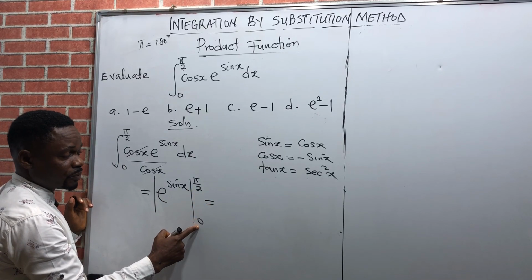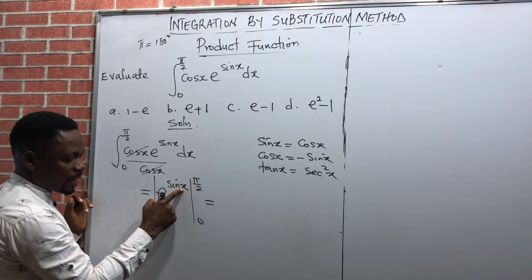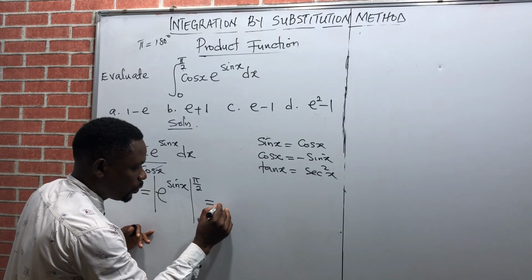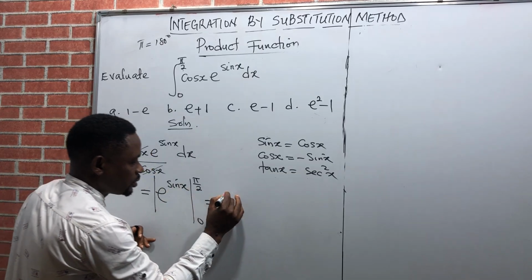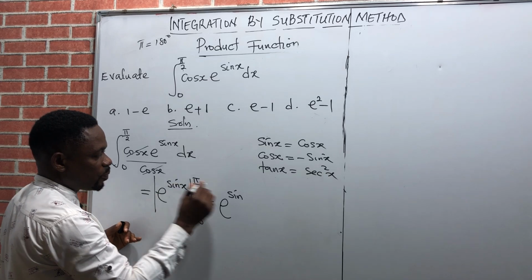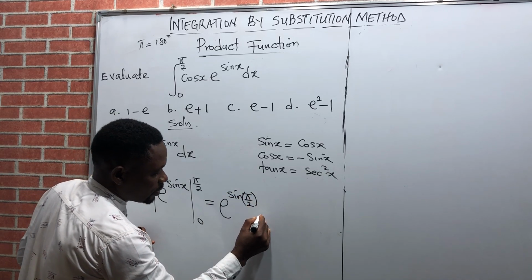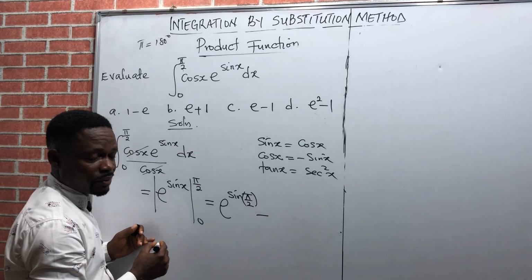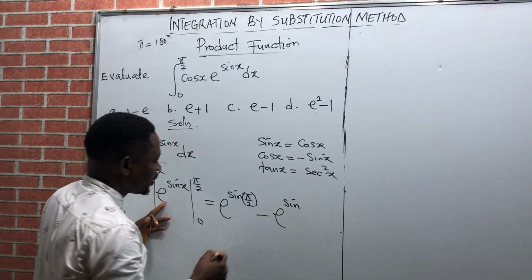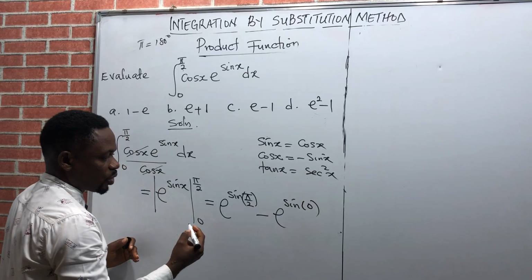Having done this, we are going to take the difference between the upper limit and the lower limit. x at the upper limit is pi over 2, and x at the lower limit is 0. Let's substitute. We have exponential sine x, with x at upper limit pi over 2. Take the difference. The word difference means minus. I will still have the same exponential sine x, with x at the lower limit 0. So it is solvable.